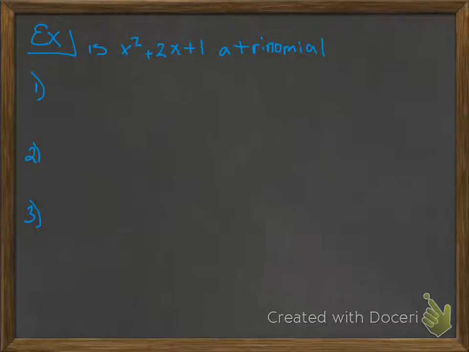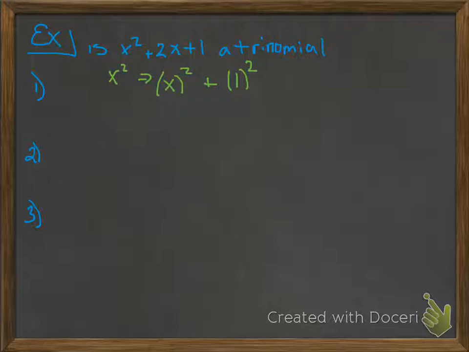Alright, so let's look at, is this a trinomial square? And we're going to look at the 3 different steps to it. So 1, are there 2 squares? Is there an a squared and a b squared? Well, we could have x squared, which is really just x with a square. We could do plus 1 squared. So yes, it has our 2 squares.